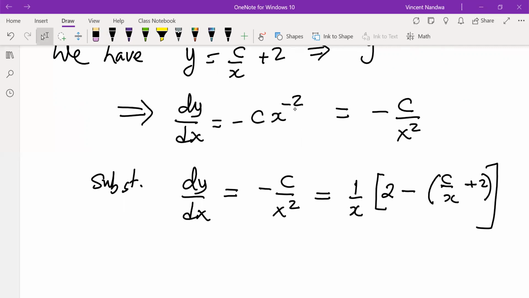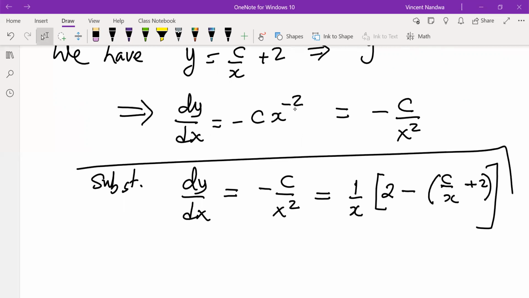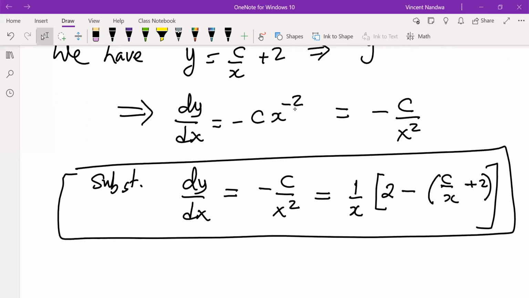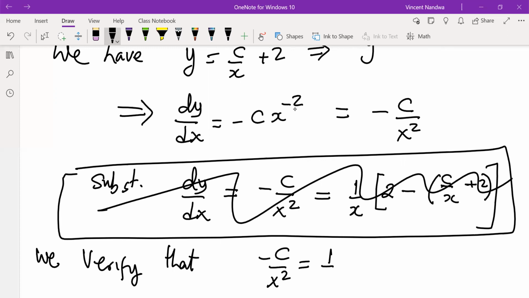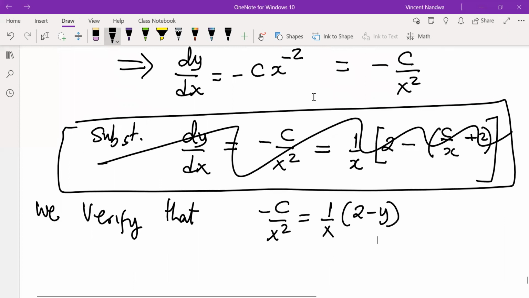So this is what we have to show. So we need to verify this. We verify that, we don't give the conclusion first. So verify that negative c over x squared equals 1 over x into 2 minus y. So this is what you have to show, because we are told that dy/dx is 1 over x into 2 minus y.